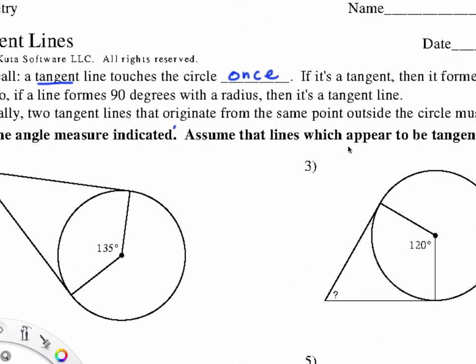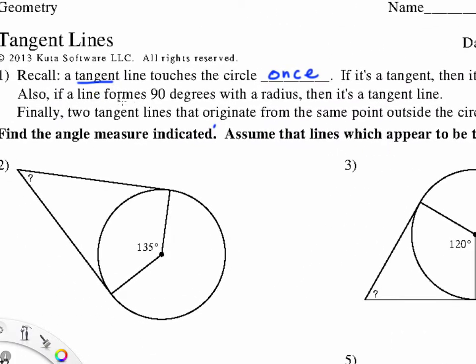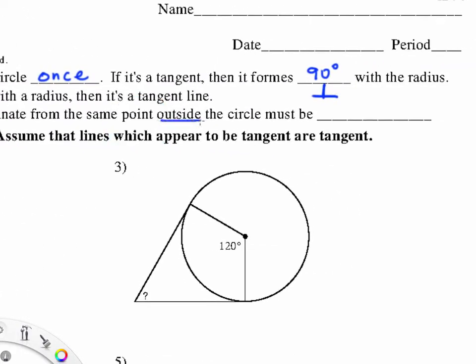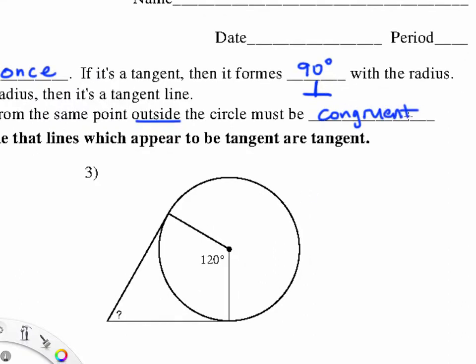Likewise, we also learned the converse. If it forms 90 degrees with the radius, then it's a tangent line. So if it's a tangent, then it's 90 degrees with the radius. If it's 90 degrees with the radius, then it's a tangent line. Finally, two tangent lines that originate from the same point outside the circle, that's the key word, outside the circle, must be congruent. Okay, that was just a brief review of what we talked about.